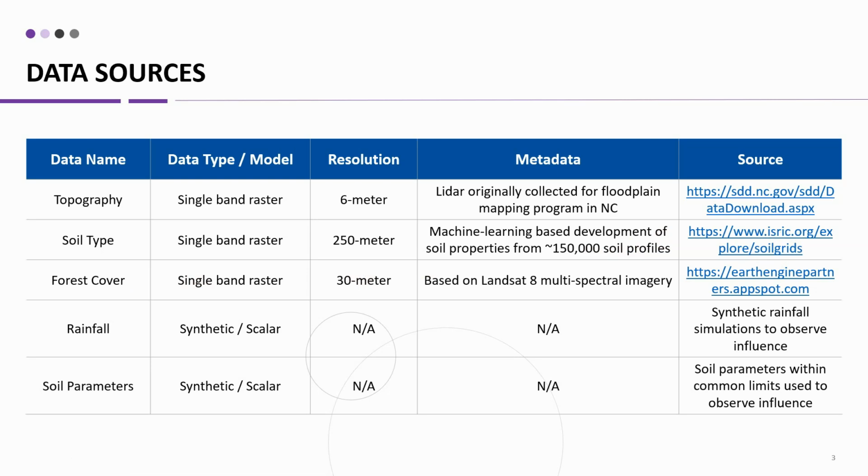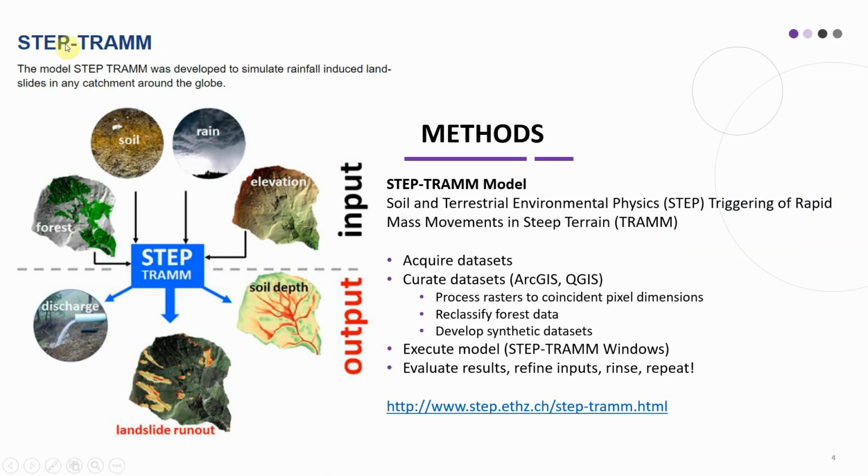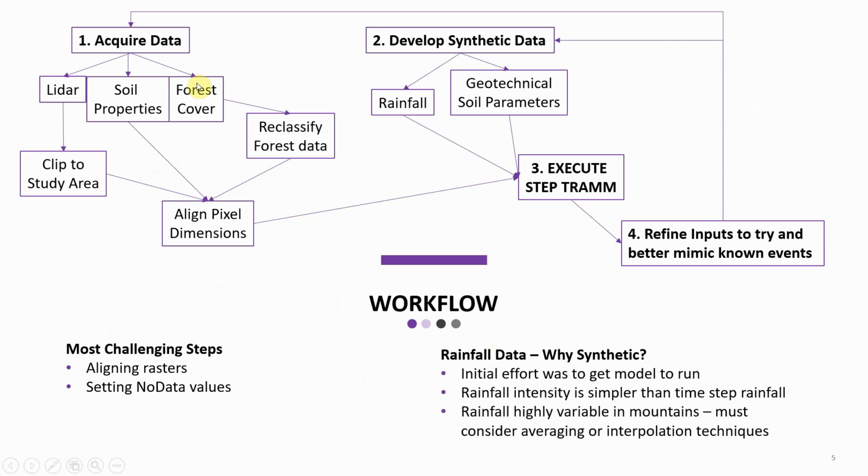These are data sets that we might tweak a little bit to try to get our model to accurately hindcast these failures. What I'm using is called STEP-TRAMM. You can read what it means here. This is put on by the folks at ETH Zurich in Switzerland. We've got a general workflow outlined here, but I'm just going to jump right into the next slide to go through this.